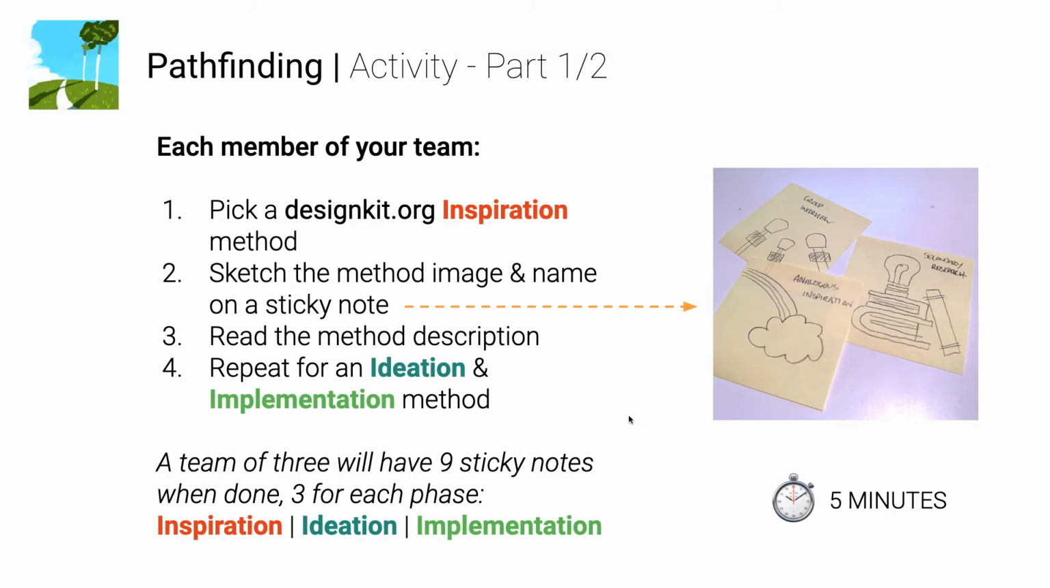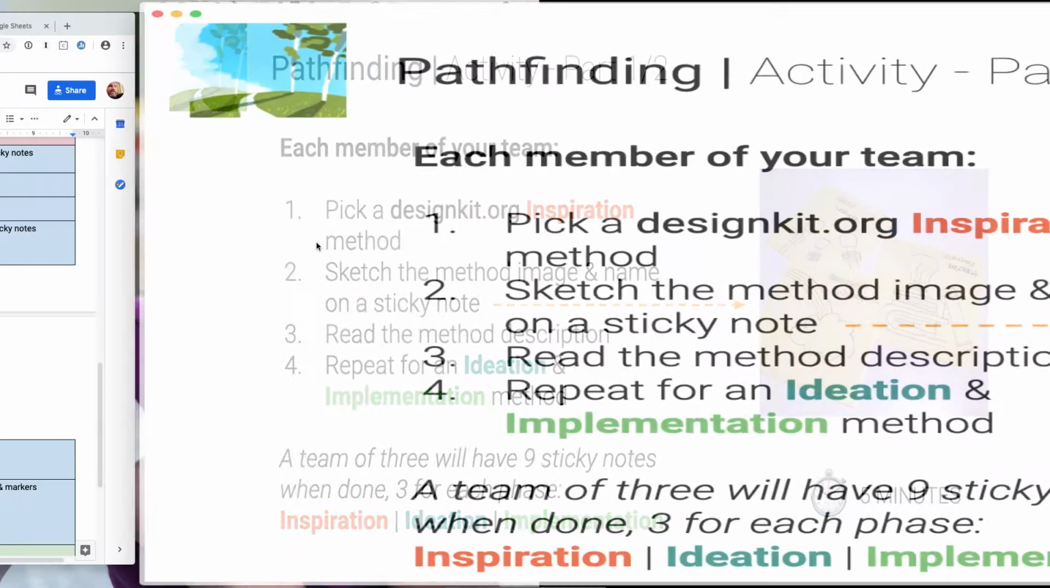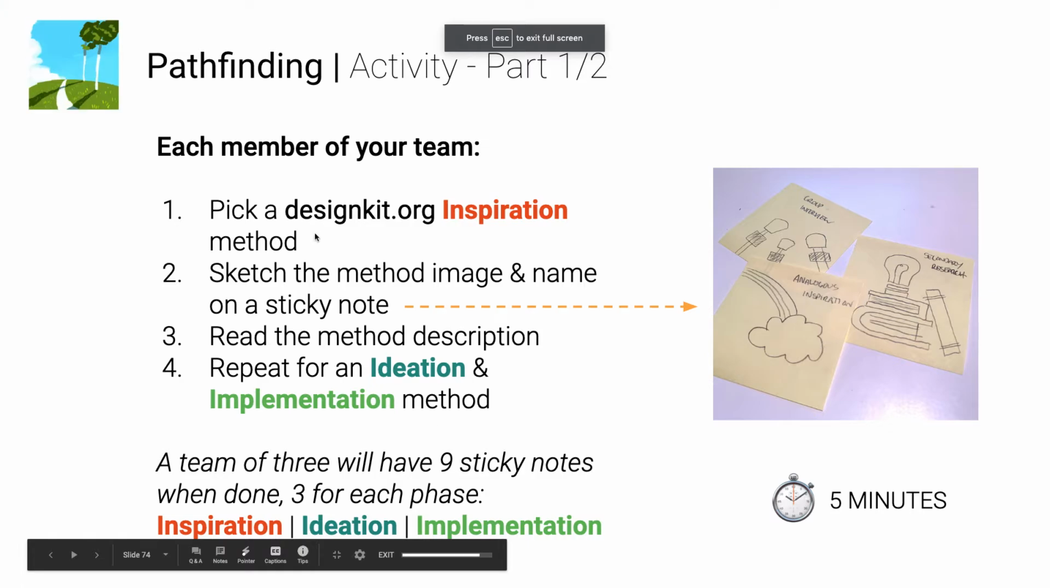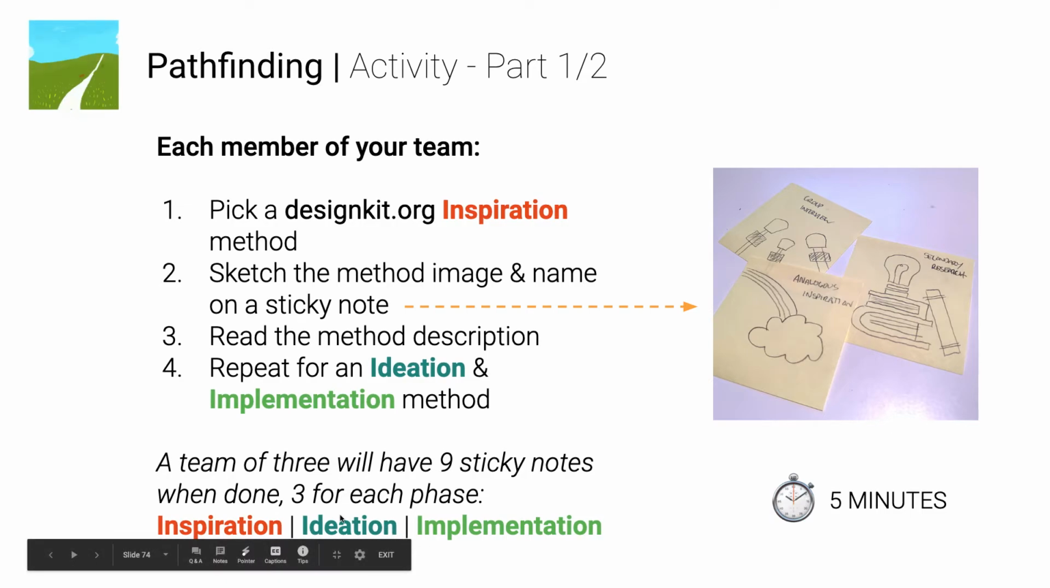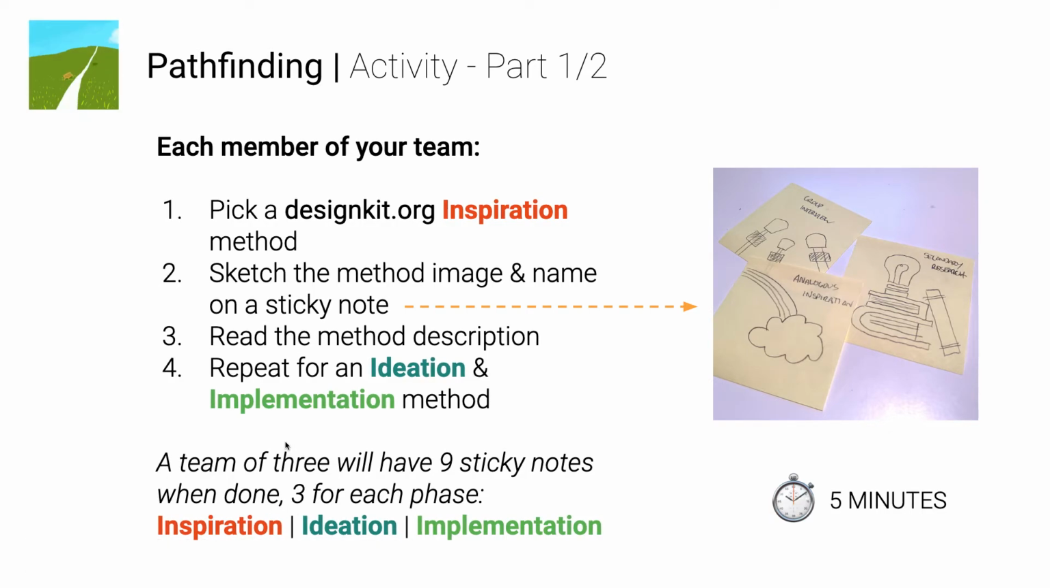And this is the way that I want them. Boy, there's a lot of text on this slide. I'll probably have it appear one at a time. I'll do that later because this is already a long video. I want them to go to designkit.org and pick an inspiration method. Okay, so they're still in their teams. And they're going to sketch the image and the method name. So each person's going to do this once for ideation, implementation, and inspiration. Okay, so this is part 1. Just do this. Go grab 3 methods. Make sure there's no overlap between these things. And you're going to end up with 9 sticky notes, 3 from each section.